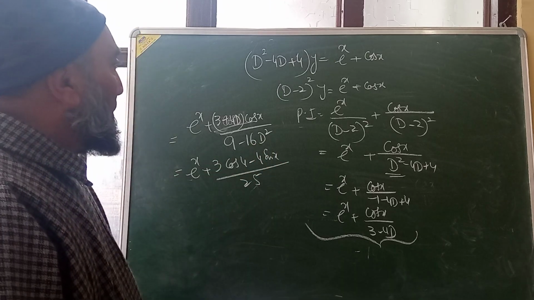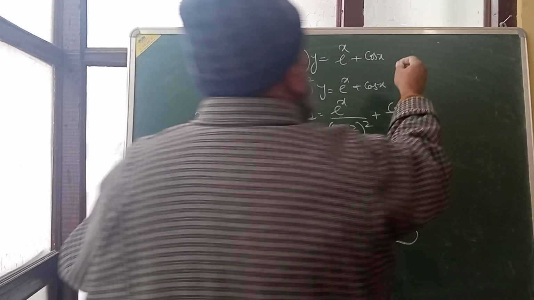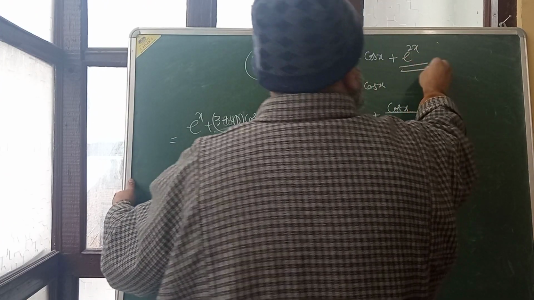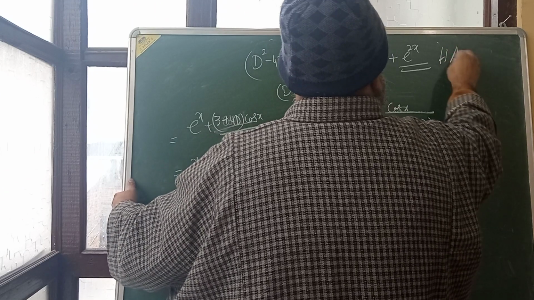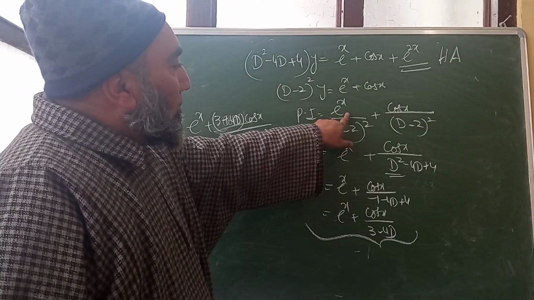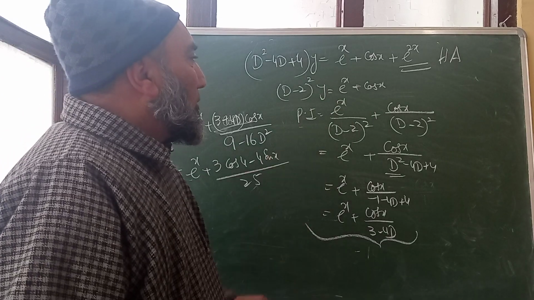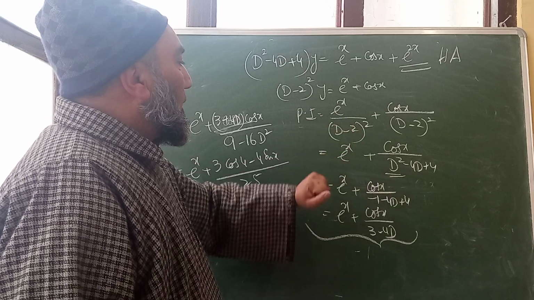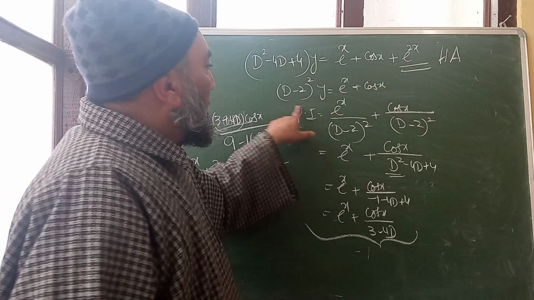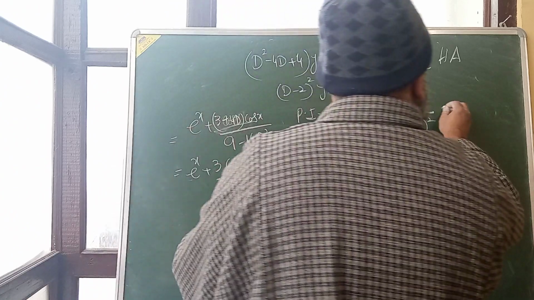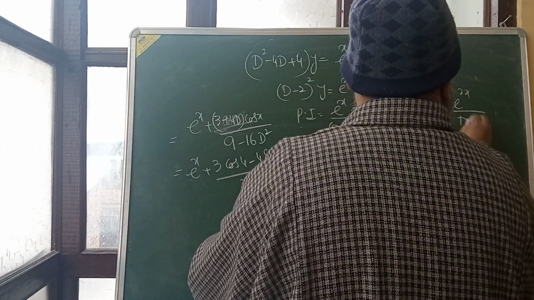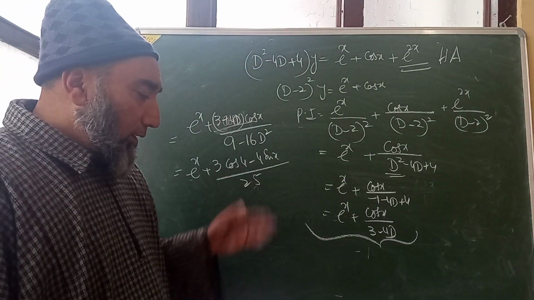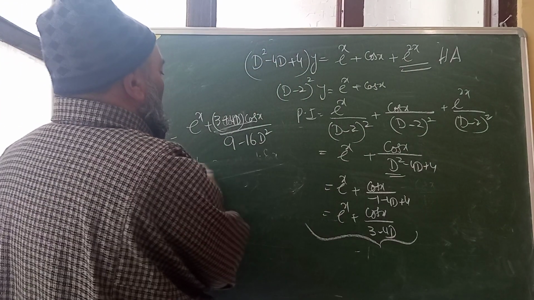Okay, fine. Now, if I write one more thing over here, plus e raised power 2x, this will be a case of failure. This is a home assignment. This is a quite easy question. I will be forwarding you some more questions. One more particular integral will be here: e raised power 2x upon (D minus 2) whole square. This is a case of failure. You have to multiply by x square by 2 factorial. Fine.